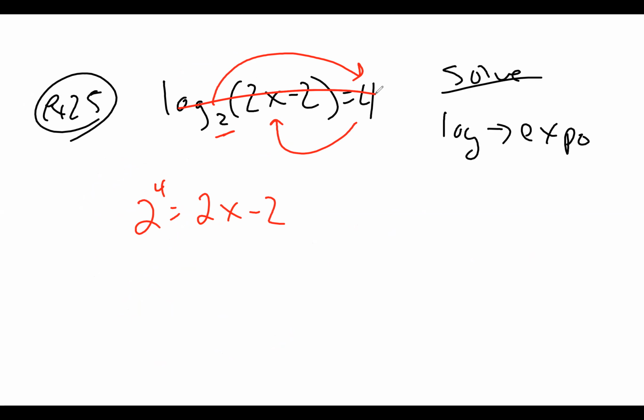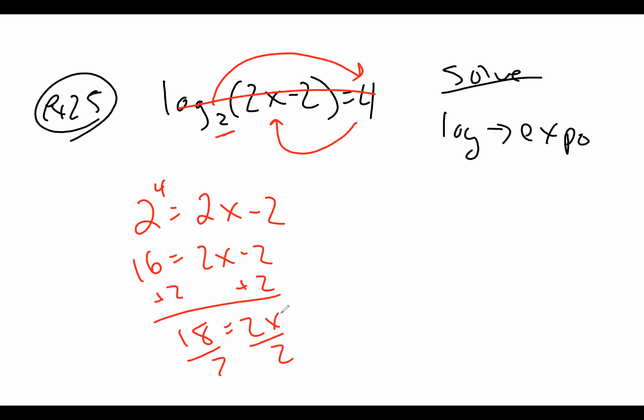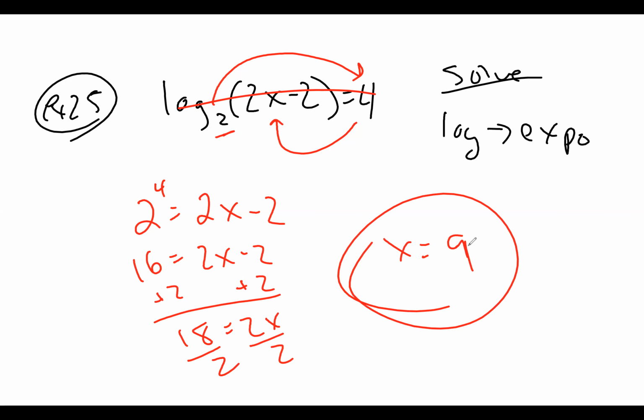Now I get to forget about this guy, right? I'm just solving an equation. Well, 2 to the 4th turns out to be 16. And so 2x minus 2 is going to stay the same. And just like normal, I add 2 to both sides. And then I divide by 2. And x is 9, and now I'm done. That was the sound of me throwing my pen down. All right, what do you think about this one, number 25?